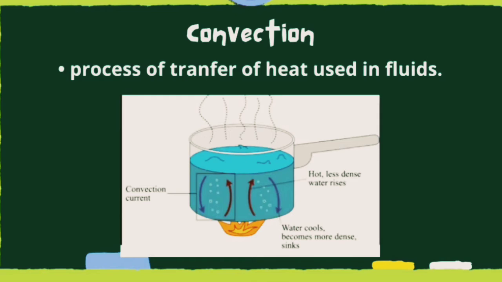Next topic is convection. So convection is a process of transfer of heat used in fluids. In this process, the particles actually move from one place to another. Some examples of convection are land breeze and sea breeze, trade winds and monsoons.